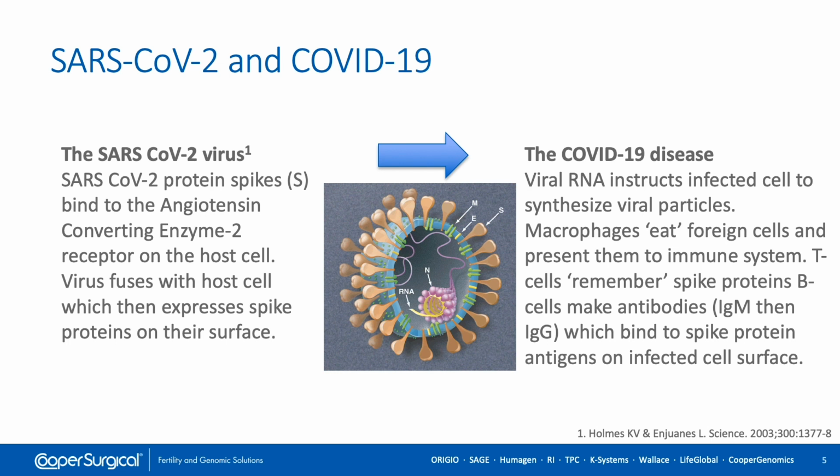The virus enters human cells by binding to the receptor angiotensin-converting enzyme 2, or ACE2, by virtue of its great affinity with the extruding spike protein. Infected cells express spike proteins on their surface, which are recognized as foreign by macrophages that ingest them and present them to the immune system, including T cells, which remember the spike proteins, and B cells, which make antibodies, initially IgM and subsequently IgG, that bind to spike protein antigens on the infected cell surface, marking them for destruction by the immune system.